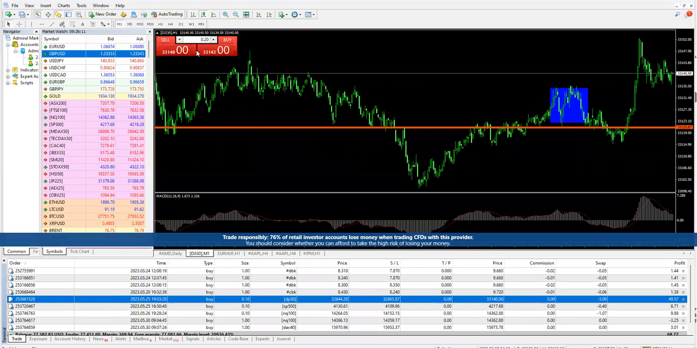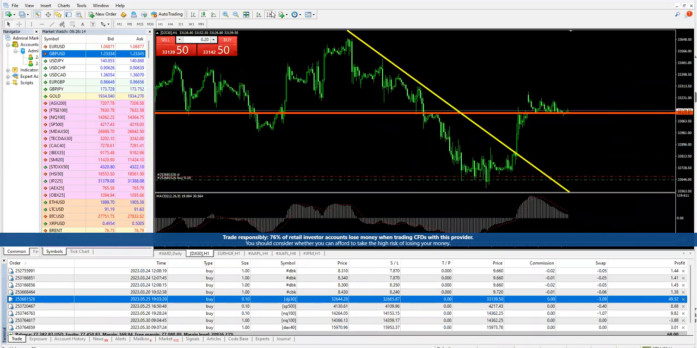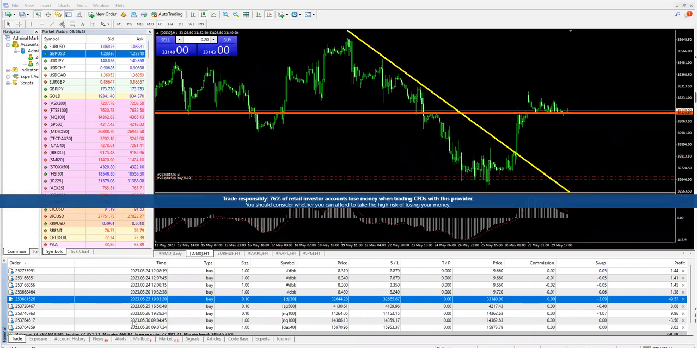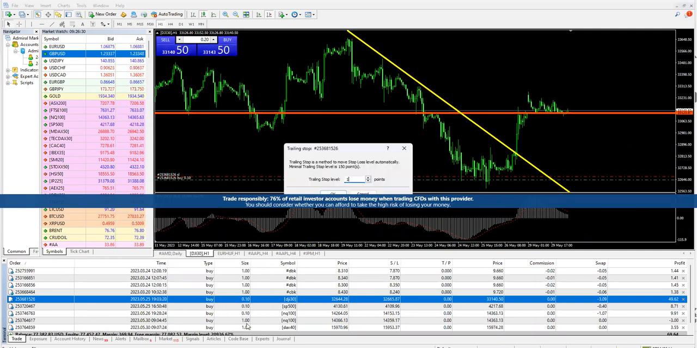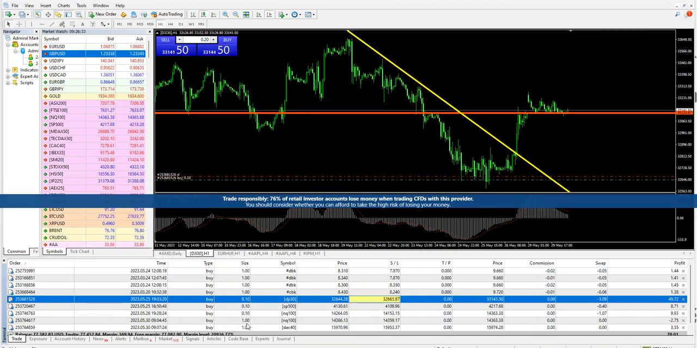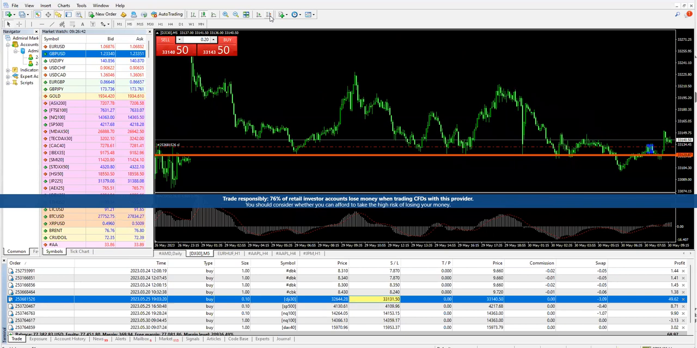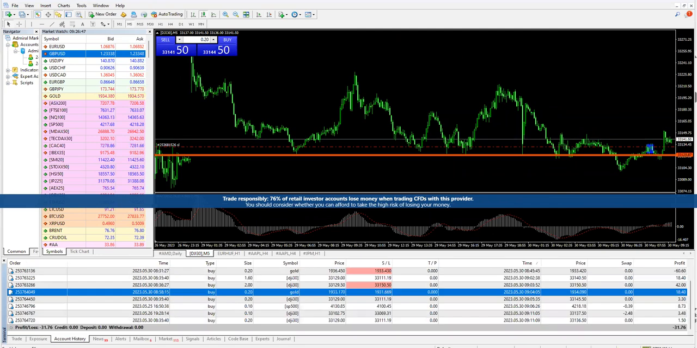Let's go to this chart. Let's go to H1. For this position, I will set a trailing stop. The trailing stop will be 10 points, to cover the loss of the stop losses. If I get stopped out, it will be plus 48. So this account will be in plus also, if I get a stop loss.